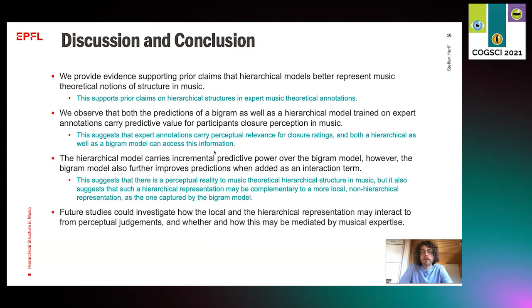And what this means for future research is that future studies could investigate how the local and the hierarchical representation may interact to form perceptual judgment, and whether and how this may be mediated by musical expertise.